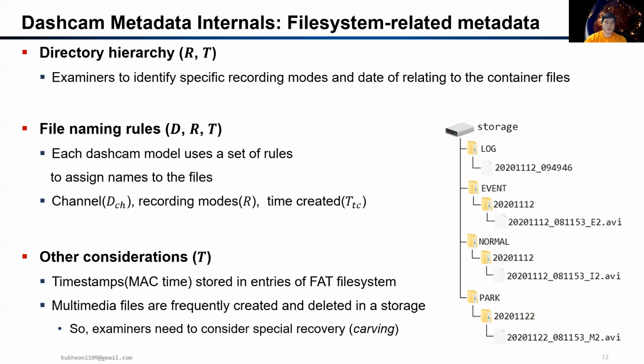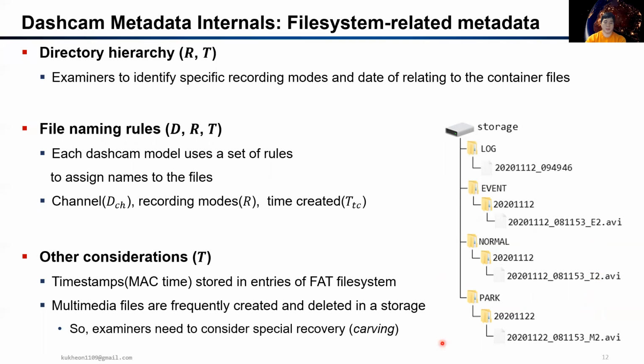Second, file naming rules. Each dashcam model uses a set of rules to assign names to the files. In this figure, this is the created time, and this is the recording mode. E is event, I is normal, M is manual in this scenario. And this is the camera channel. 1 is video of front, 2 is video of front and rear view.